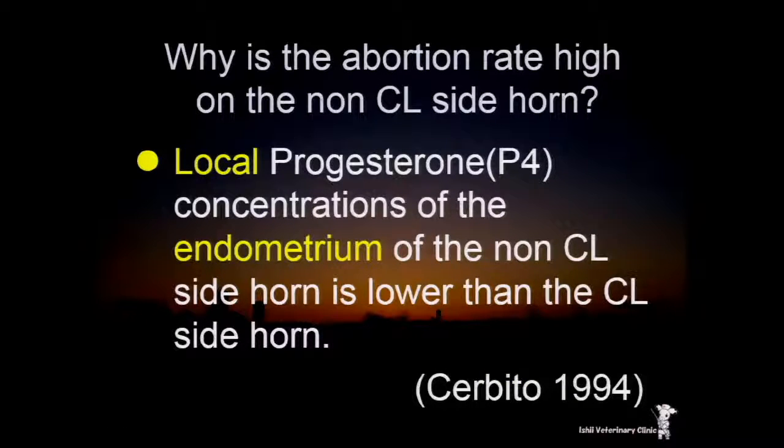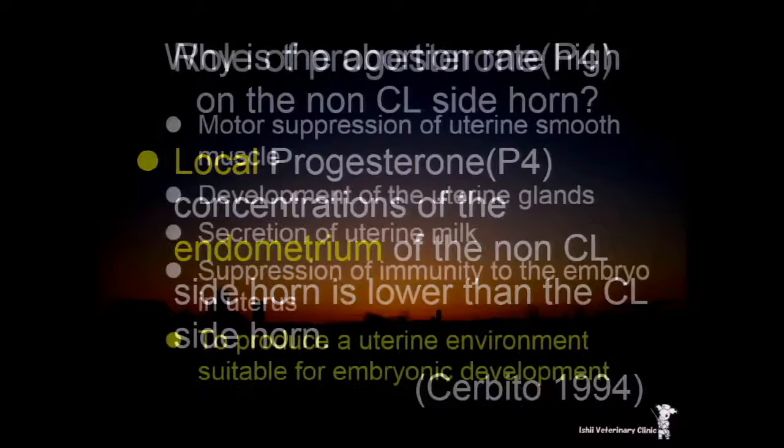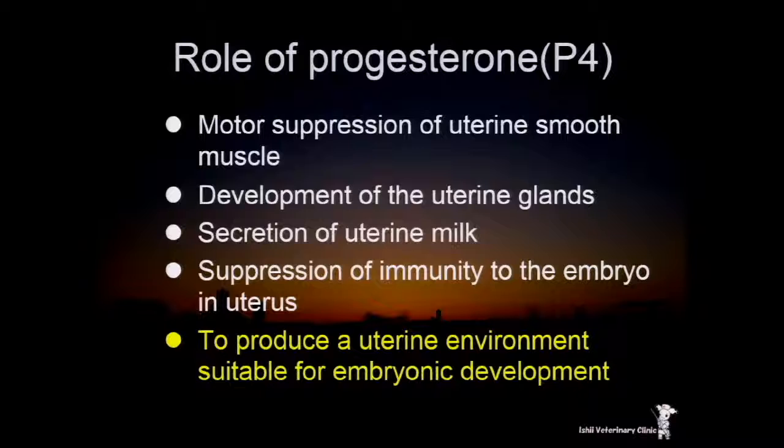The reason for the higher abortion rate of the contralateral side is that the local P4 concentration of the endometrium is lower than the corpus luteum side. P4 suppresses the motion of the uterine smooth muscle, promotes the development of the uterine gland, secretes uterine milk, suppresses immunity to the embryo in the uterus, and produces a uterine environment suitable for embryonic development.